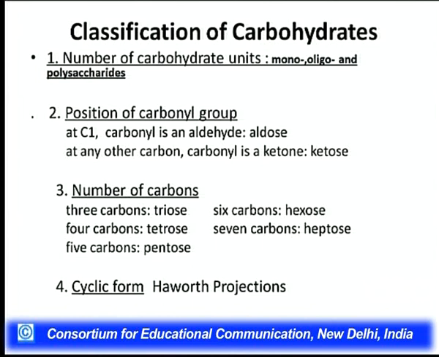Please remember, the simplest carbohydrate that we can talk of will have at least 3 carbon atoms in it, because what we are talking of is a polyhydroxy aldehyde or ketone. Then the last way of classifying carbohydrates is that we can have cyclic forms, that is, we can have a furanose form or a pyranose form, which we will represent by Haworth projection.